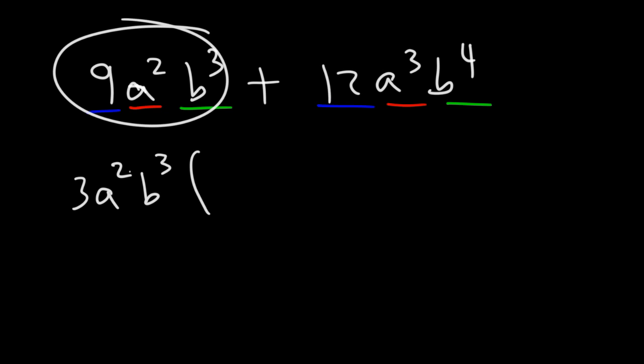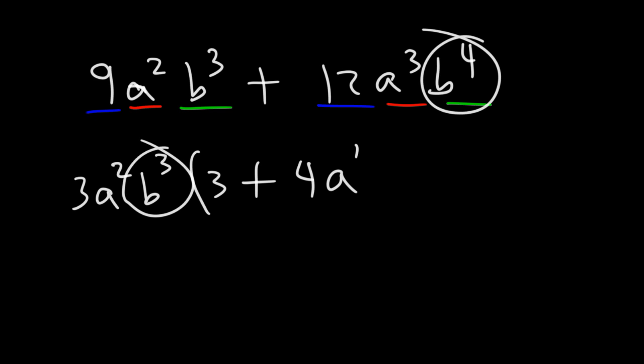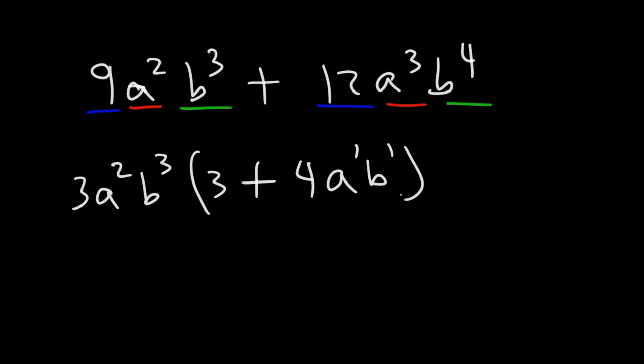Now let's divide this by that. So 9 divided by 3 is 3. A squared divided by a squared is 1, so that's going to disappear. And b to the third divided by itself is 1. So we're just going to get a 3 here. Now 12 divided by 3 is 4. A to the third divided by a squared, you need to subtract the exponents. 3 minus 2 is 1. And b to the fourth divided by b cubed is just b. So this is the answer for this problem.